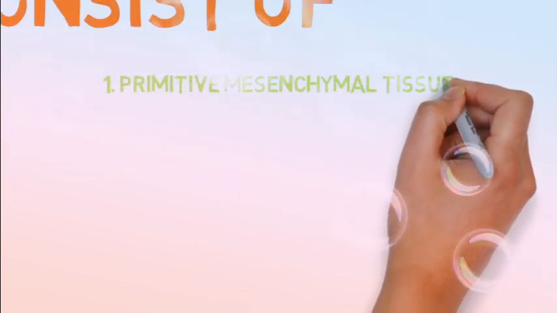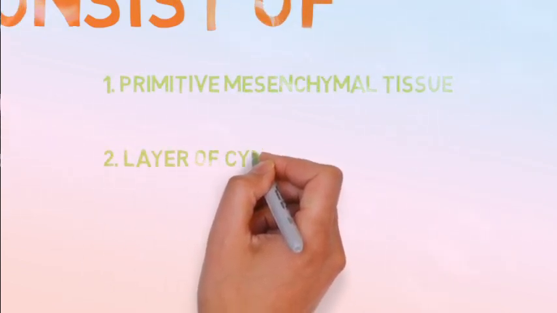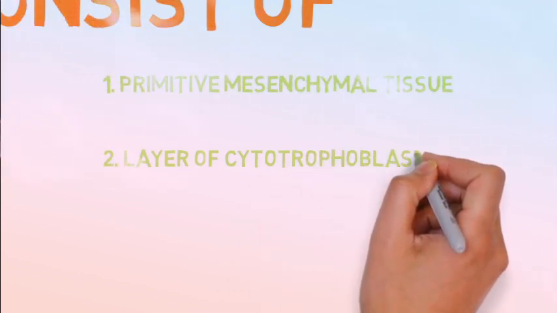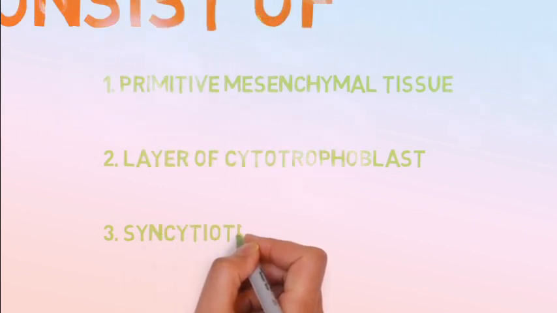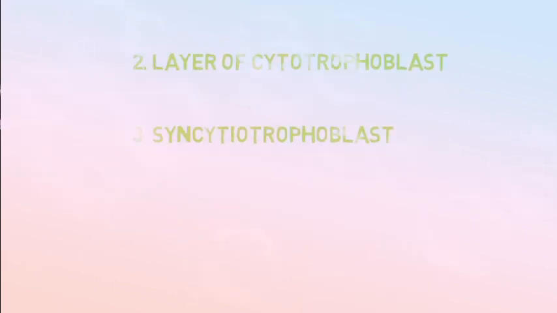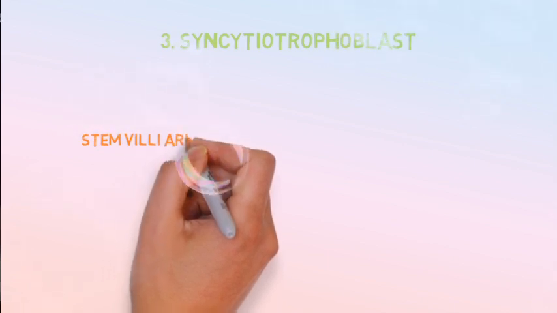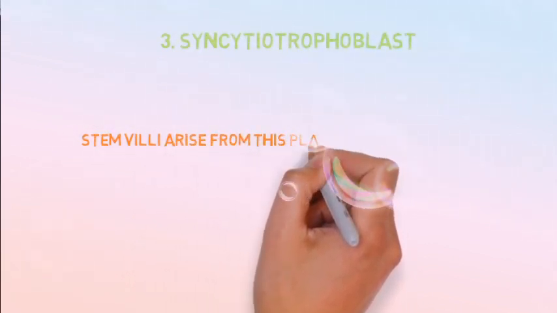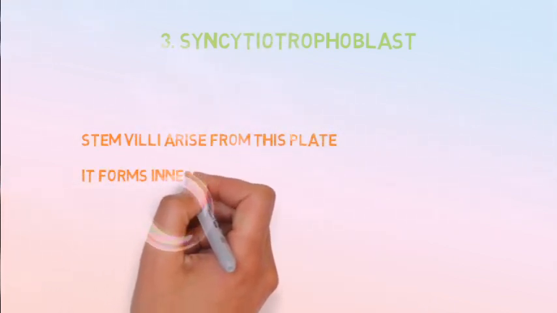So I think you understood what a chorionic plate is. It's the inner layer of the placenta. It's the layer where the amniotic membrane is lined, and here we can see the umbilical cord is attached to this layer. And the stem villi of the placenta also arise from this plate. I will explain the stem villi later. Okay, so that's all about the chorionic plate. I hope you understood about the chorionic plate.